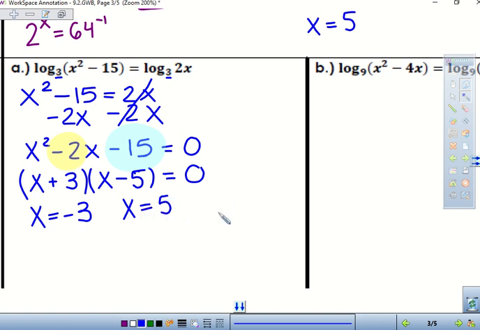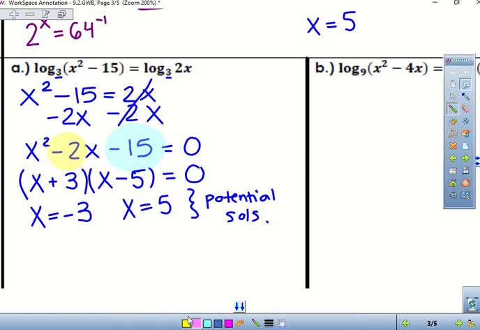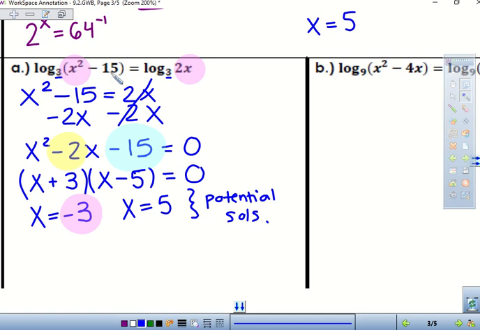Now these are potential solutions. Okay, we don't know for sure if these are the actual solutions yet. In order to verify that, we have to plug them back into the original. So, I'm going to start by looking at the negative 3. If I plug negative 3 in here and here, what is negative 3 squared going to be? 9. What's 9 minus 15 going to be? Can you take the log of a negative? What did we talk about in the last slide? We can't do that, right?